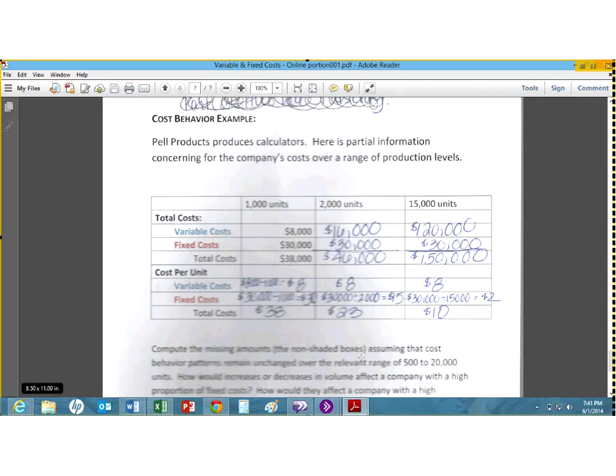Same thing here. So here are some takeaways. Variable cost per unit does not change. Write that down. Variable cost per unit does not change. But our fixed cost per unit decreases as we produce more. And our total cost per unit decreases as we produce more as well because of those fixed costs.